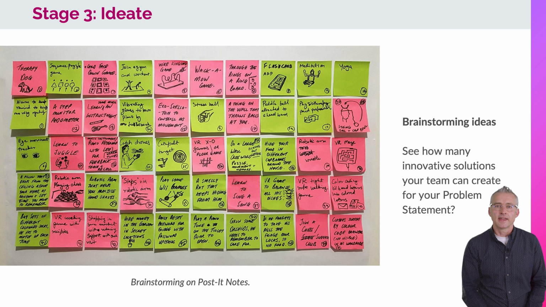Another great way to generate ideas, especially in a group or if you or your team might not be good at sketching, is to brainstorm. Again, it is about getting as many ideas as possible on paper and thinking beyond the obvious solutions. A simple way to do this is to sketch or write down each idea on a post-it note. People can work together or individually. How many innovative solutions can your team create for your problem statement?